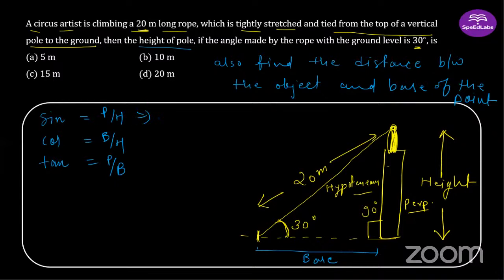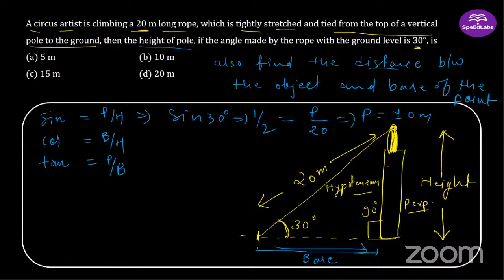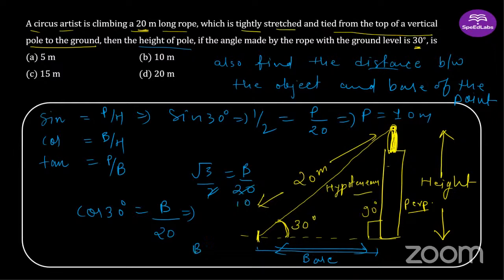So the 30 is given, so sine 30 is equal to 1 by 2, and this is equal to P by H. So P by H, and H is 20. So this gives us P as 10 meter. Now if we were also asked to find this particular distance, we would have applied either cos or tan. Let us apply cos. So cos 30 degree would be equal to B by H, and H is 20. Root 3 by 2 is equal to B by 20. So B would be equal to 10 root 3.